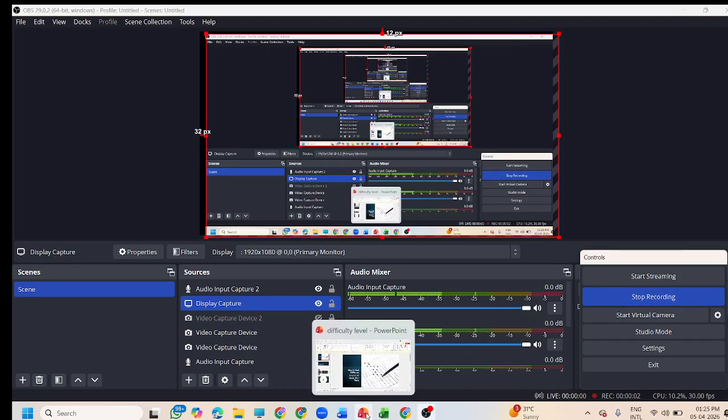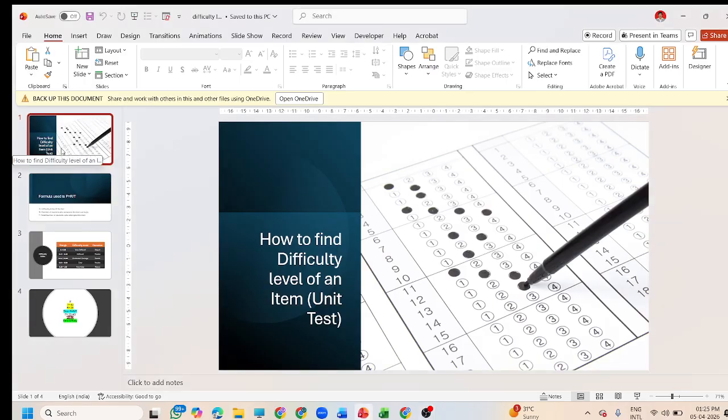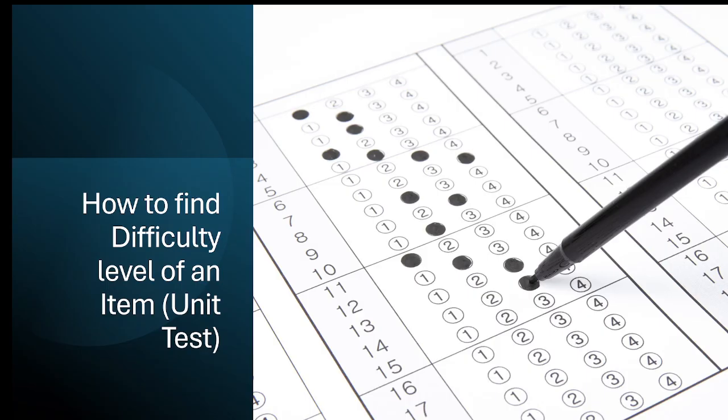Well viewers, in this video we shall know the difficulty level of an item. Before knowing how to find out the difficulty level of an item, we have to know what is difficulty level or difficulty index of any item. In statistics, it is the indicator that shows how easy or difficult a particular question is for a given group of learners. So in order to find whether the given item or the question to the students is easy or difficult, we have to adapt a formula.